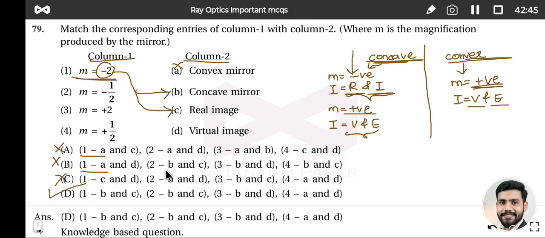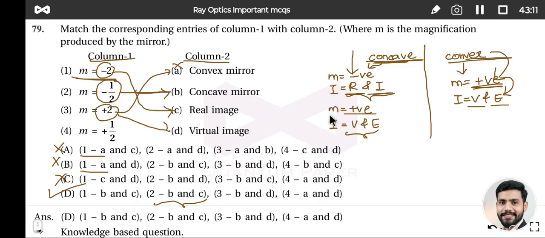Remaining options you can also verify. For negative, the mirror is concave and the image real, so again B and C. And for the third, magnification is positive, so in that case convex mirror is also there, but with positive magnification the image is virtual. So the answer is A with D. In the options, none has A with D, so we will take concave mirror, positive magnification with virtual image. Concave means B with D, so that is there, so option D is the correct answer. Look at the next one.